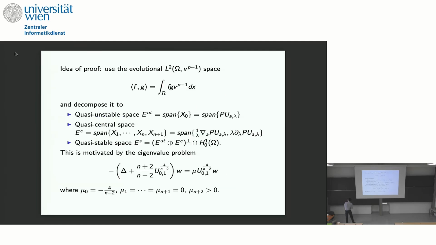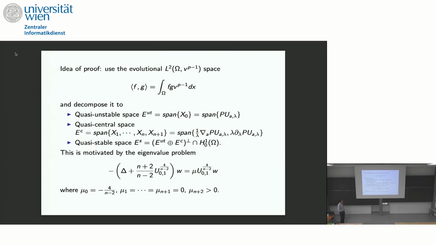In the last few minutes, I will briefly show the ingredients of the proof. First, we use the conformal L2 weighted space. V is a solution that depends on time. We can decompose L2 into three spaces. One we call the quasi-unstable space, which is the span of the bubble itself. Then the quasi-central space is the derivative of the bubbles in a and in lambda. And the quasi-stable space is the rest.